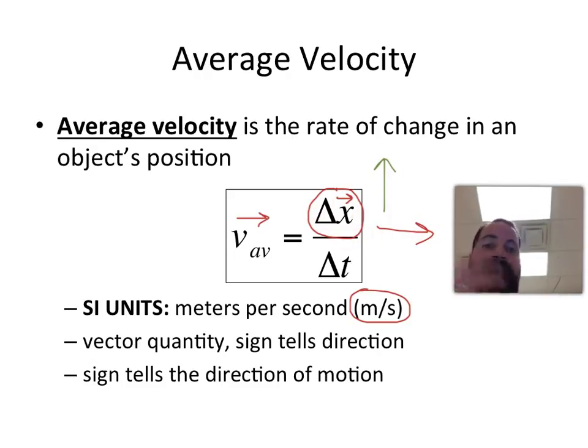And really having an axis or a coordinate system is what makes a vector, because you can have a positive motion on that axis or you can have a negative motion on that axis. So the sign in front of that displacement will tell you what direction it's going. Is it moving in the positive direction or is it moving in the negative direction?